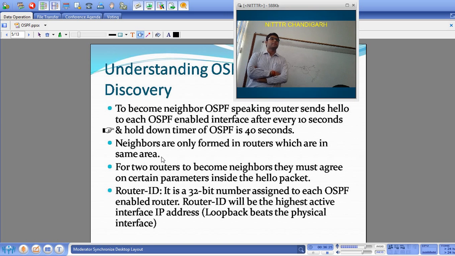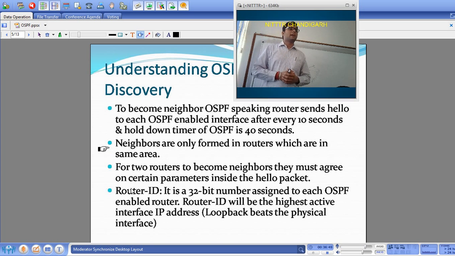Invalid is 180 seconds for your RIP, and flush timer is 240 seconds. All right. 10 seconds के बाद ये hello send करेगा। Hello send करने के बाद उसका जो dead timer है, that is of 40 seconds, वो दिखाऊंगा। This can be configured, आप इसको change कर सकते हैं। ठीक है। Neighbors are only formed in routers which are in the same area.